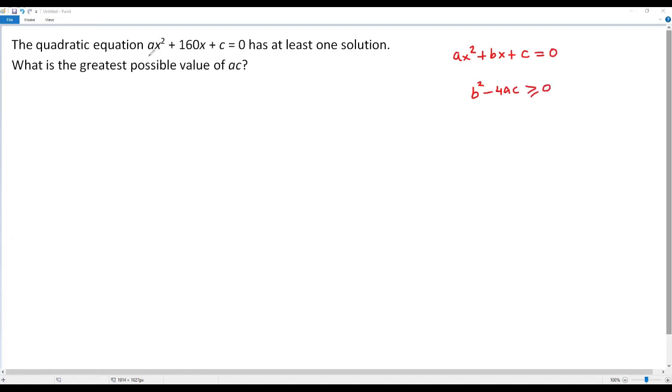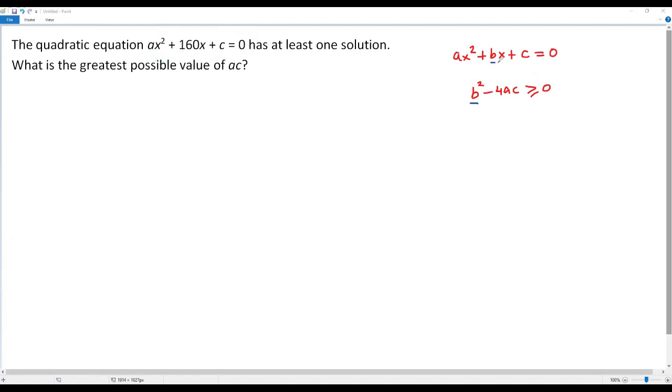Here the quadratic equation is in standard form, exactly in this form. Since this quadratic equation has at least one solution, the value of the discriminant b² − 4ac for this one will be greater than or equal to 0. Now let's get the value of the discriminant b² − 4ac for the given quadratic equation.